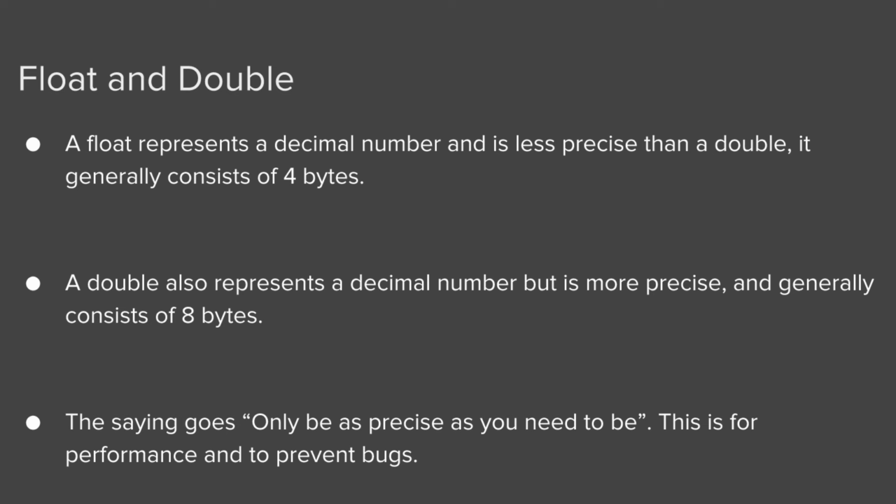Now, these are situational. There are certain situations where you'd want to use a float, and there are certain situations where you want to use a double. There's a saying which is, only be as precise as you need to be. This is for both performance, because you're not taking up as much memory as you may need, and to prevent possible bugs at runtime. So that is it on data types.